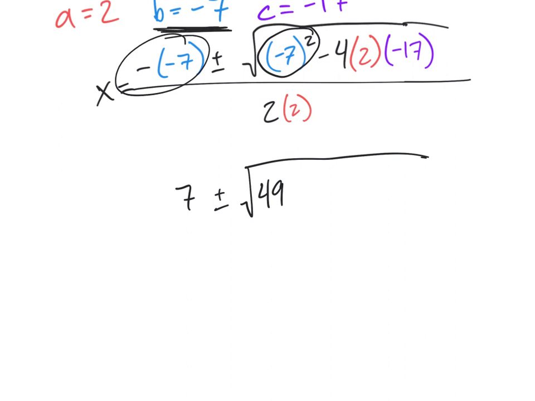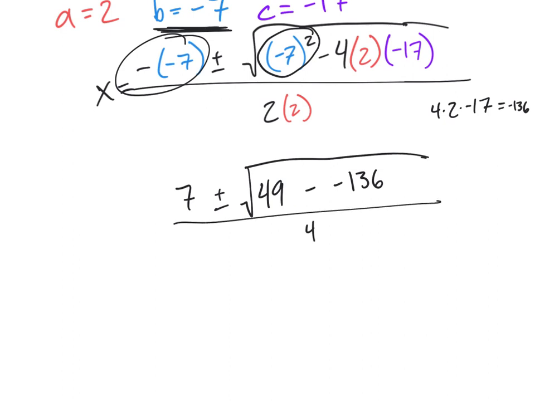It shows it right there. Okay, so 49 minus 4 times 2 times -17. I'm going to use my calculator, but I'm going to think about what is 4 times 2 times -17, and I get negative 136. Then what I'm doing is minus negative 136, all divided by 4.